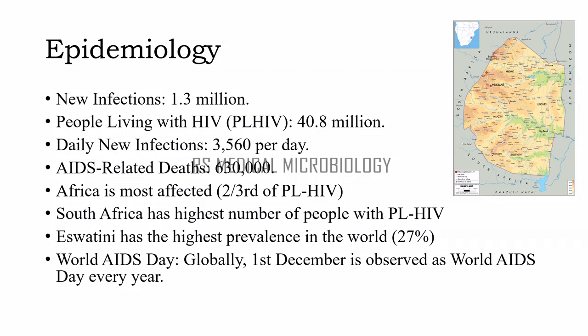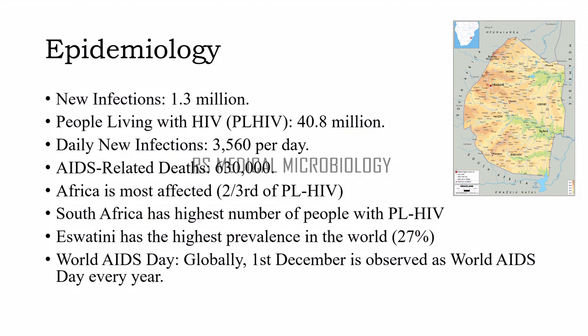Now, when you look at the epidemiology, this is the 2024 data that we could access. The new infections are around 1.3 million every year, along with people living with HIV around 40.8 million. On a daily basis, around 3,560 patients are diagnosed, and around 630,000 patients die every year because of HIV. Africa is the most affected part. Two-thirds of patients living with HIV are in Africa. South Africa has the highest number, and Eswatini has the highest prevalence, around 27%.